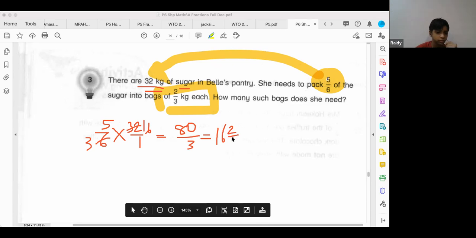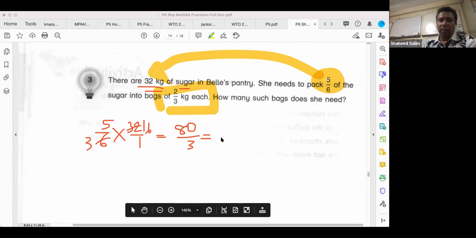That's my answer, Chef. Wait, I might have done it wrongly. 5 times 16 is 80. Oh, no, it's not 16. Hold on. Let me just find out 80 divided by 3. 80 divided by 3 is 26, not 16. Okay, 26 and 2/3. So 26 and 2/3, now what do we do?